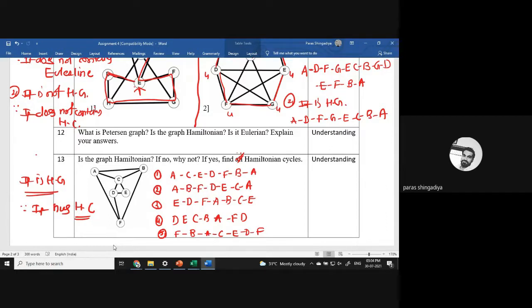Okay, so is there any query in the Hamiltonian Euler graph concept? Is there any doubt to anyone?